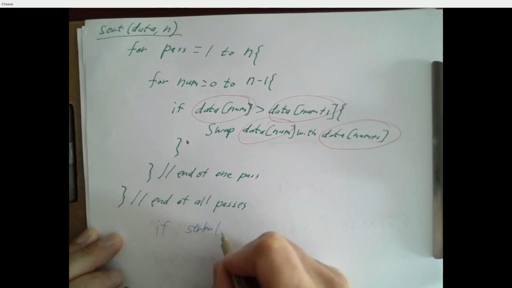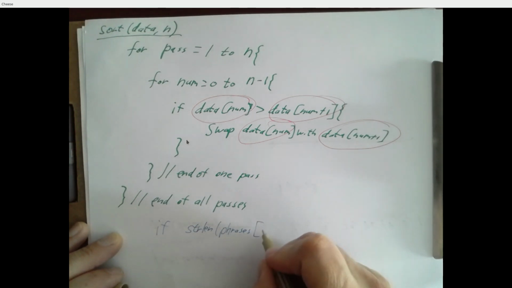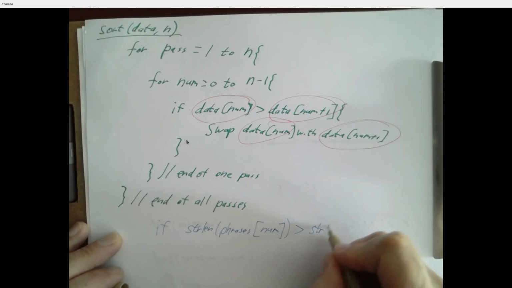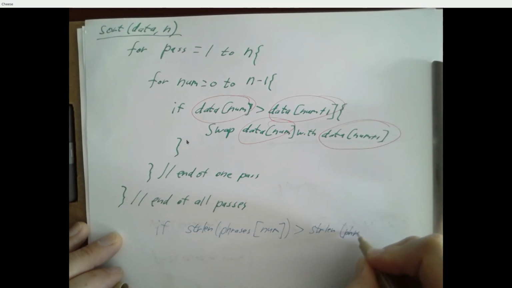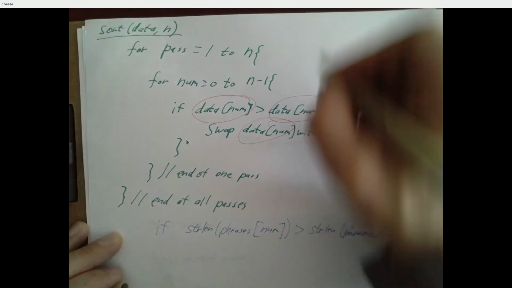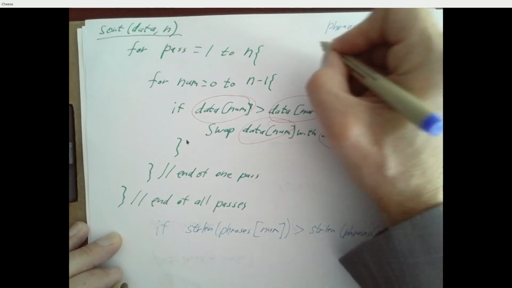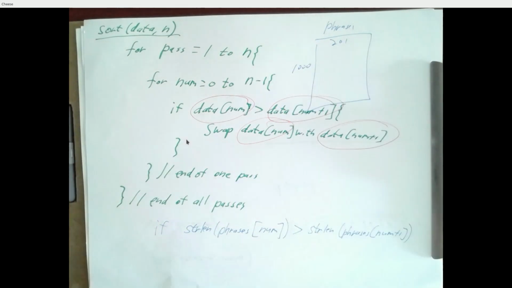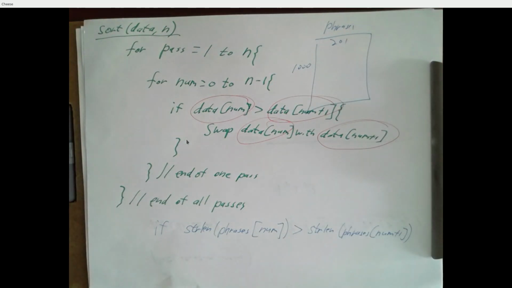if the length of phrases bracket num is greater than the length of phrases bracket num plus 1. Here I'm assuming phrases is this 201 by 1000 two-dimensional array of characters, or your one-dimensional array of strings. So your comparison is just on the length of those phrases.